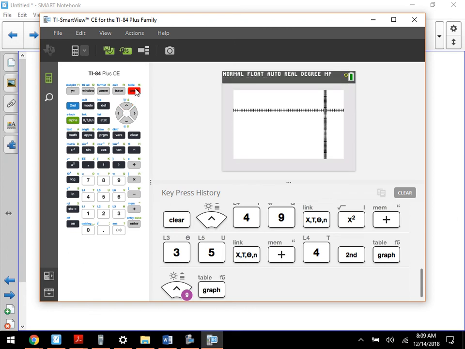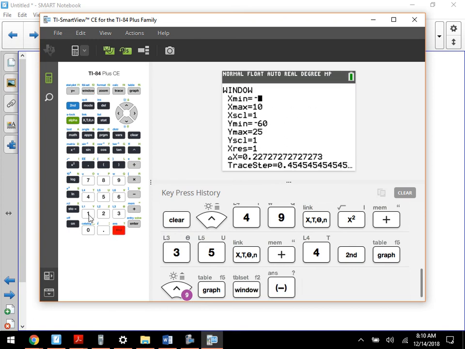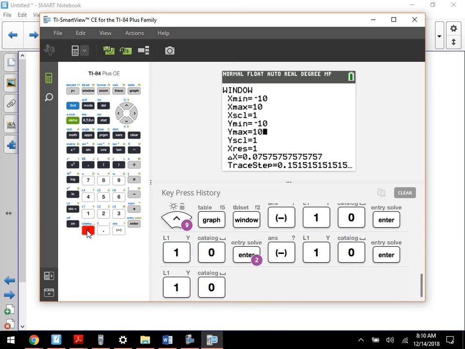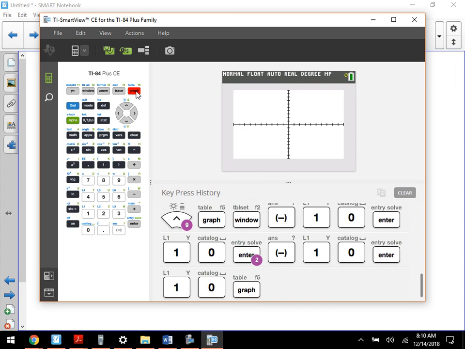Let me change my window. If your window's all sorts of messed up, just do the regular negative 10 by 10. Remember how to change that? Window, negative 10, 10, negative 10, 10. Okay. It appears as though I crossed the x-axis somewhere between 0 and negative 1.